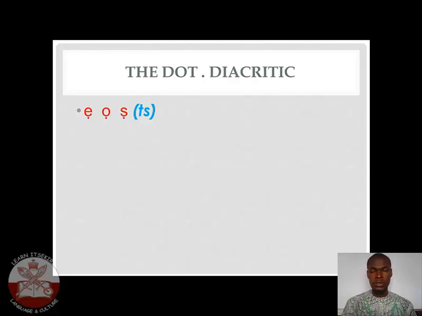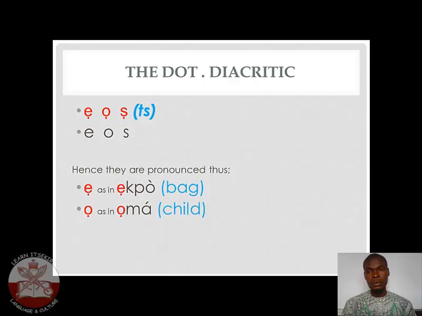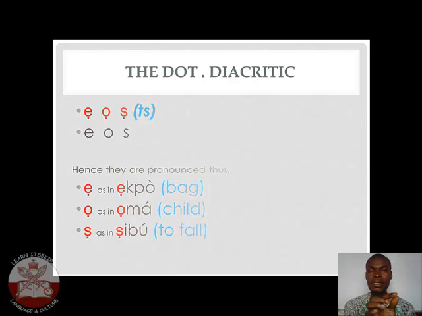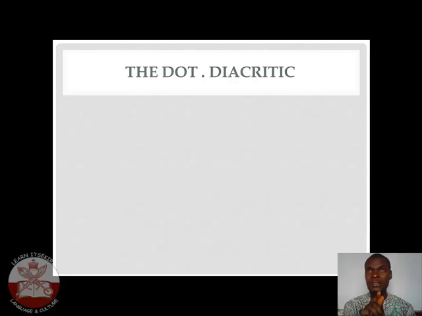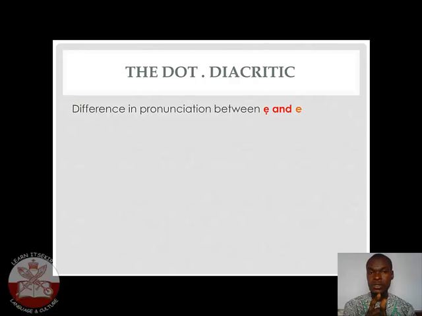Hence, they are pronounced as E, E, O, O, Oma, sh, shibu. Now, though these two letters of alphabet are similar, they are actually different. Please pay mind to the different pronunciation of these letters of alphabet.